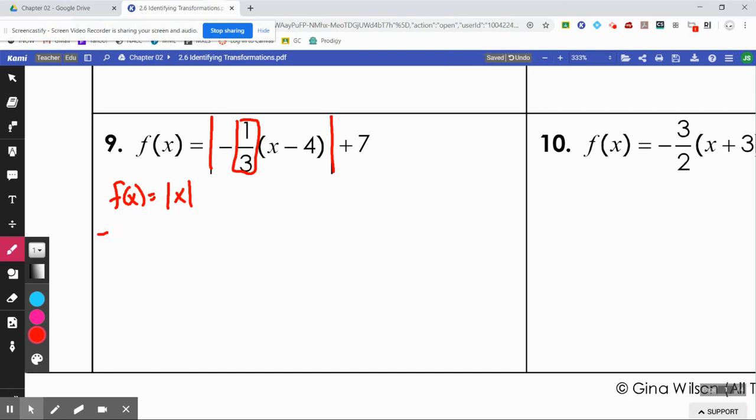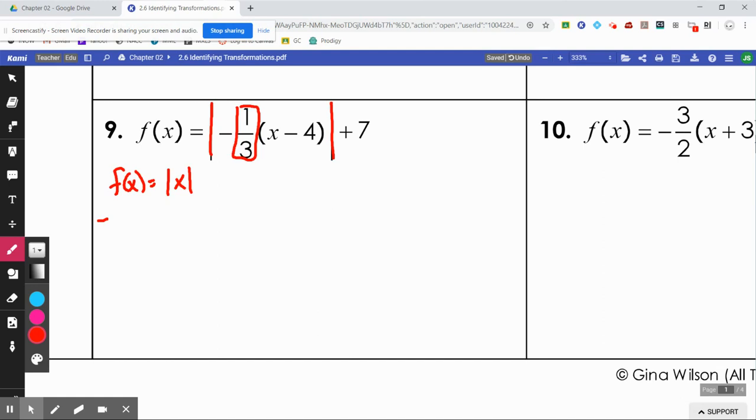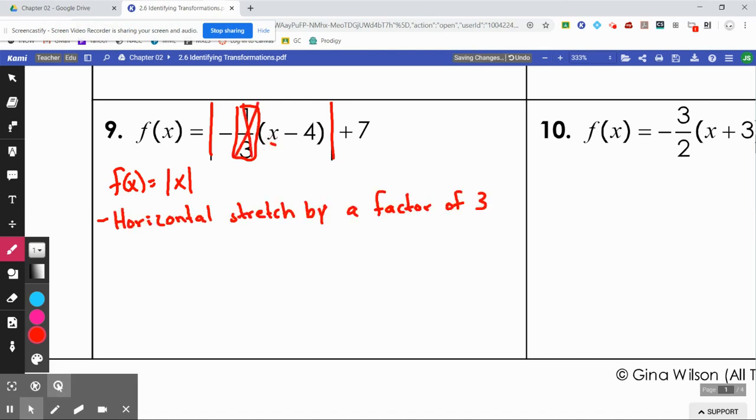Since it's inside with the x, we're going to reciprocate that, and it's going to change this by a factor of ×3. So that'd be a stretch. Since it's inside with the x, that would be horizontal. So horizontal stretch by a factor of 3. Along with that, we do have a negative, and we know that multiplication by negatives are going to flip it. Again, since it's inside with this x, inside the absolute value bars, that would be a horizontal flip, or that'd be a flip across the y-axis.